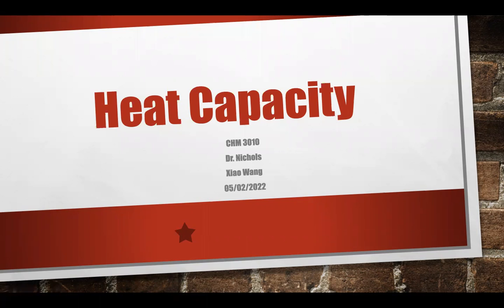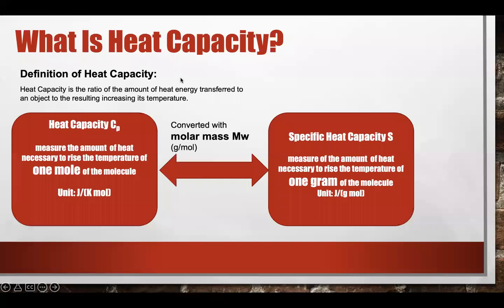So the physical chemistry topic I have chosen is the heat capacity. So we'll start from what is the definition of heat capacity. Heat capacity is the ratio of the amount of heat energy transferred to an object to the temperature rise. There are two terms we have to introduce: one is heat capacity and another one is the specific heat capacity.